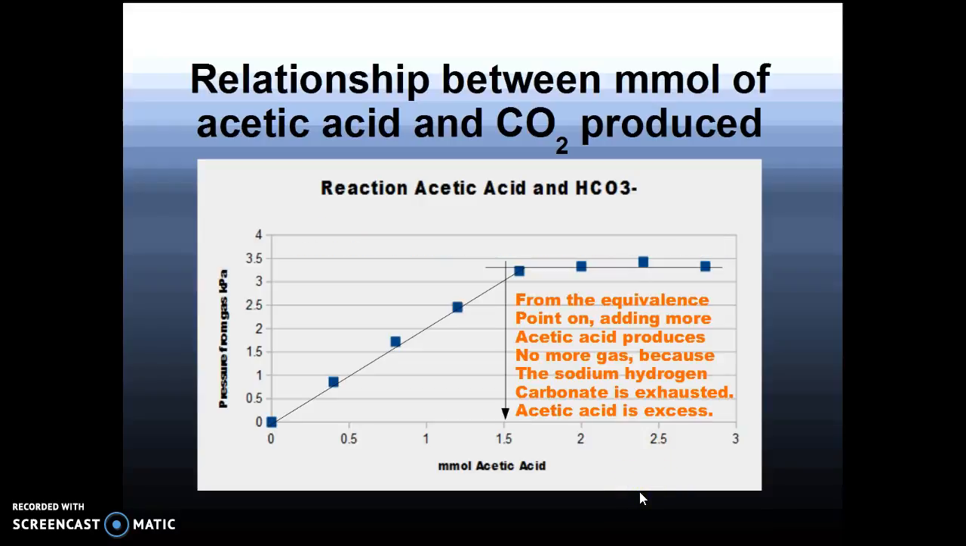From the equivalence point on, adding more acetic acid produces the same amount of gas as before. No more gas than was put in by the 1.5 millimoles is produced when we have more. Why is that? Well, there's no more gas, just the amount produced all throughout this range, because we have used up all the sodium hydrogen carbonate. Now we've got more acetic acid than we need.